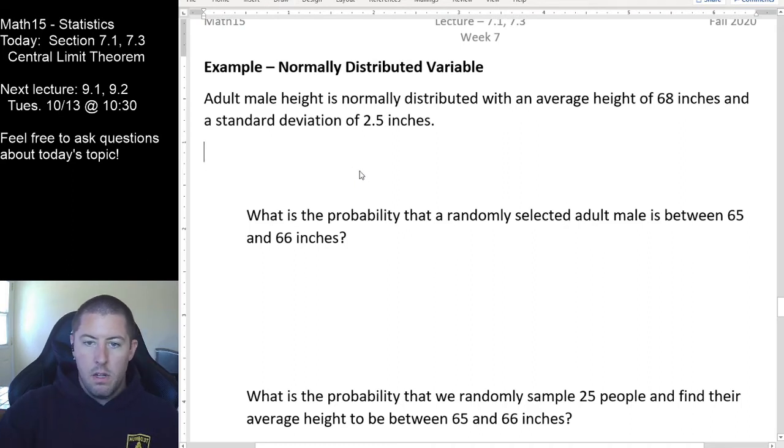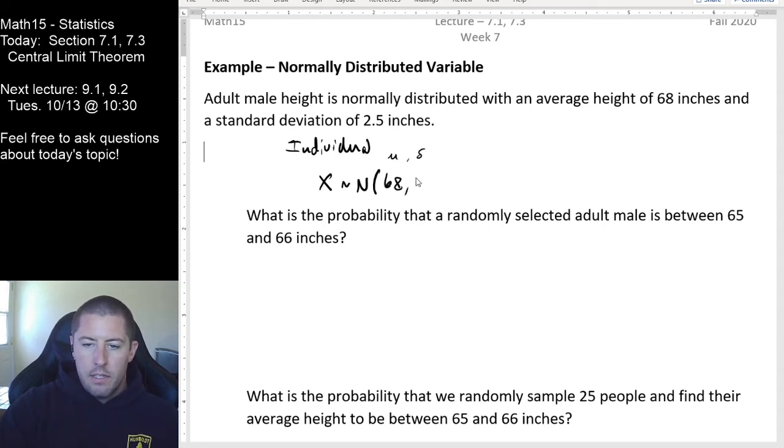We've seen this distribution a bunch of times, but it's really important today that we talk about our notation of our distribution. Our individual x is normal, with our average mu and our sigma. Average is 68, standard deviation is 2.5.